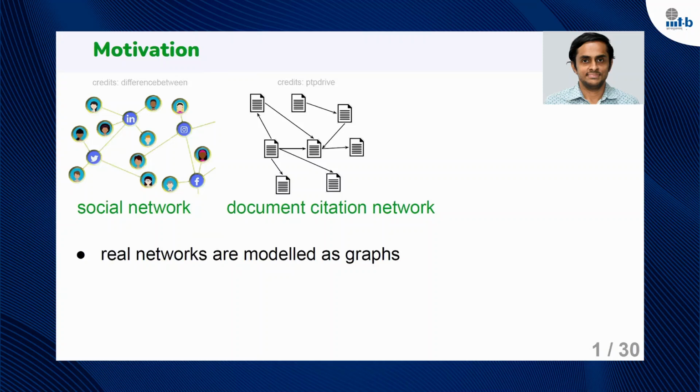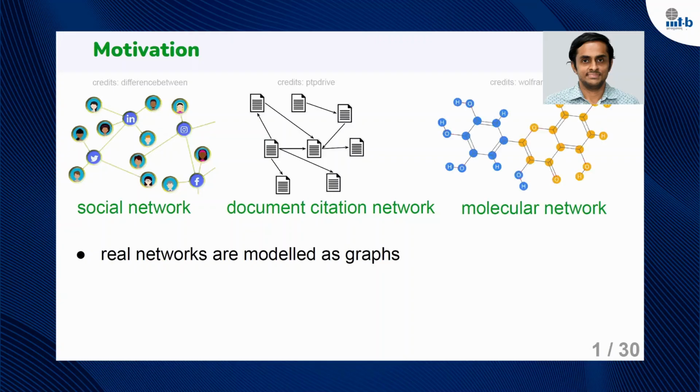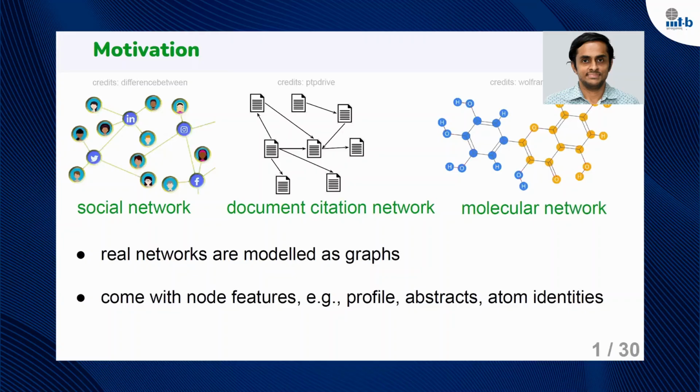And to give another example, we can have a document citation graph in which documents are modeled as nodes. If a document cites another document, there will be an edge connecting the two nodes. So this can also be modeled as a graph. We can also model molecules as graphs in which atoms represent nodes, and the chemical bonds between atoms represent edges. So all of these relational data sets can be modeled as graph structures.